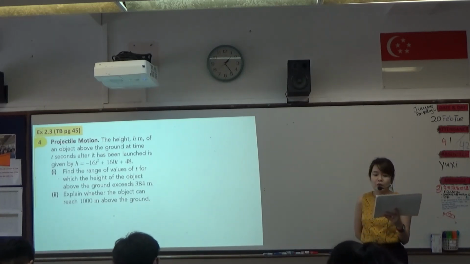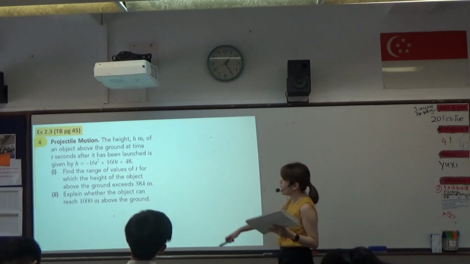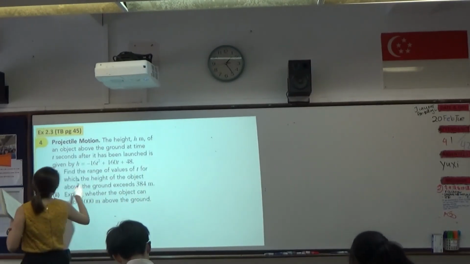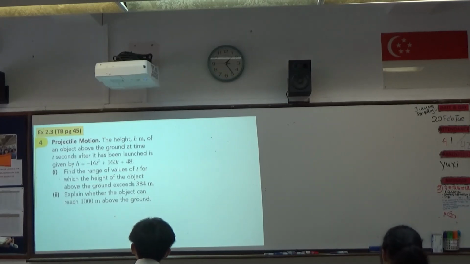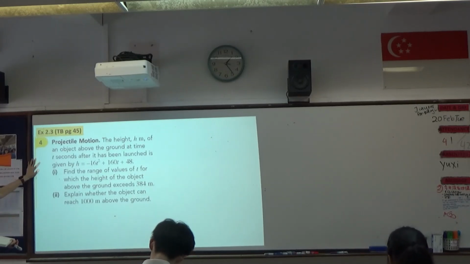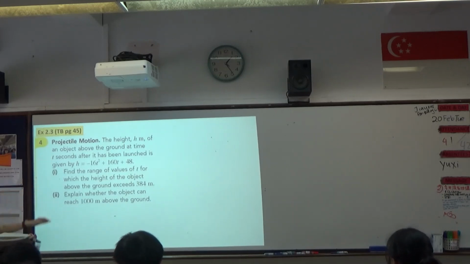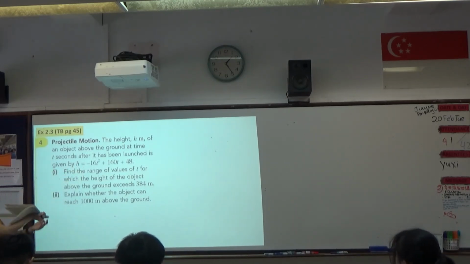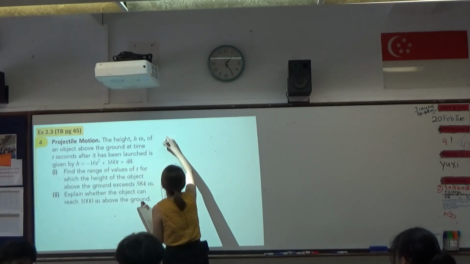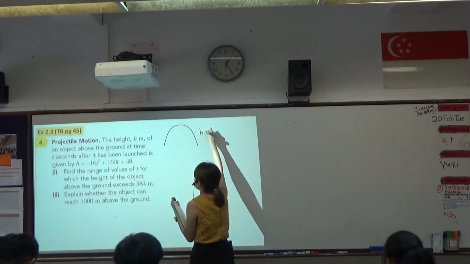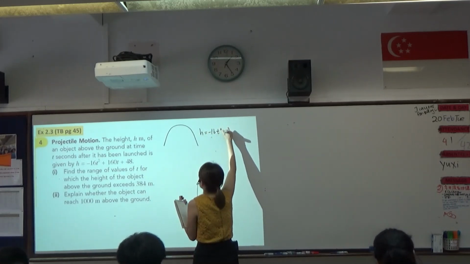So for question 4, yesterday we were looking at part 1. Just to revisit the question, it said that the height of an object above the ground at time t seconds after it has been launched follows this quadratic function over here. So we're looking at something being launched following this function.